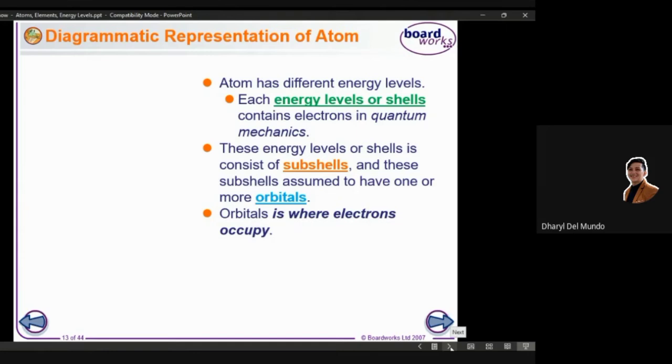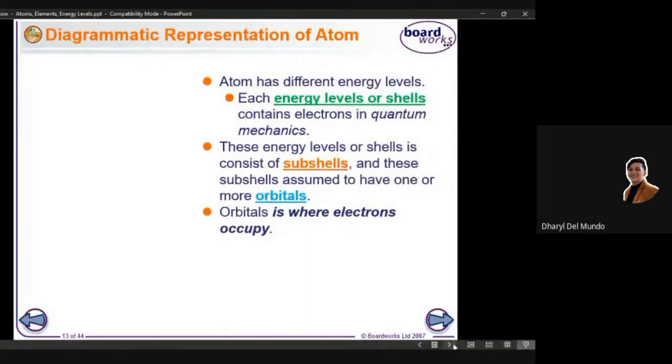Okay, example. First floor A, first floor B. Those are the subshells. Okay? And of course, those different floors have different rooms, and those rooms are the orbitals. Of course, the people are the electrons who will rent that room in that apartment. I just want you to imagine it that way.